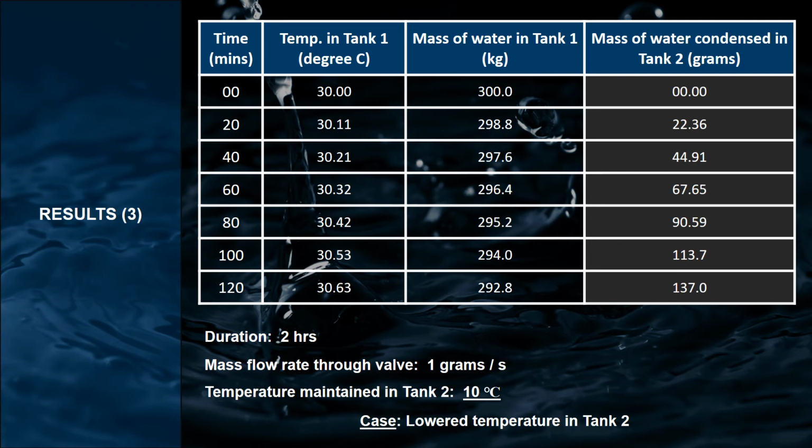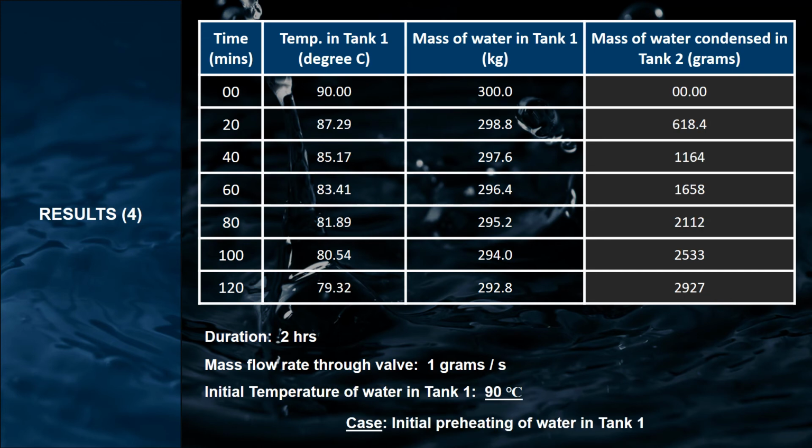This table shows the third case. This time moisture flow rate is kept at 1 gram per second, but the temperature level in tank 2 is decreased to 10 degrees Celsius. In this case, 137 grams of fresh water can be obtained in 2 hours. This is the last case inspected. Temperature in tank 2 is kept back at 25 degrees Celsius, but the water in tank 1 is preheated to an initial temperature of 90 degrees Celsius. There is a large difference in the amount of freshwater output in this case. About 3 kg of fresh water can be obtained in 2 hours.